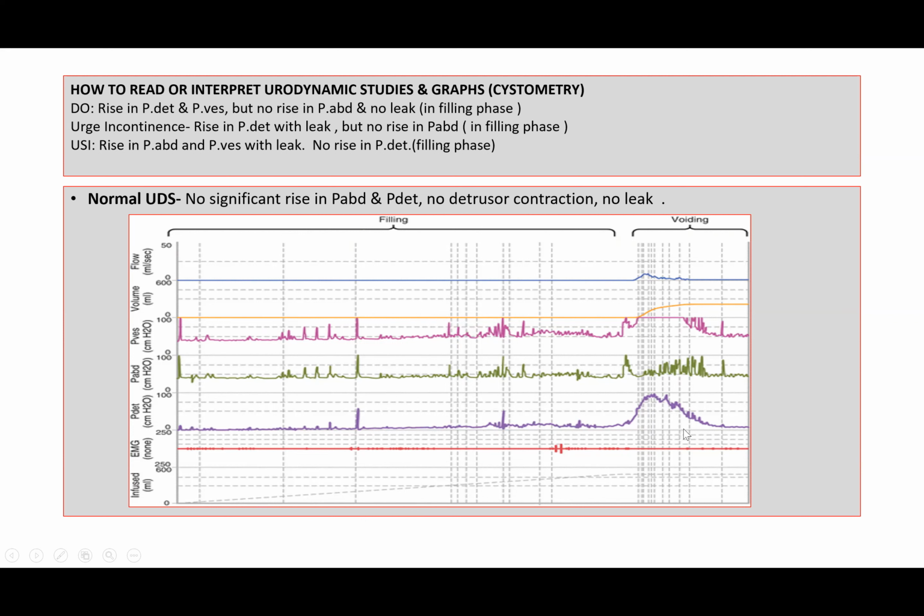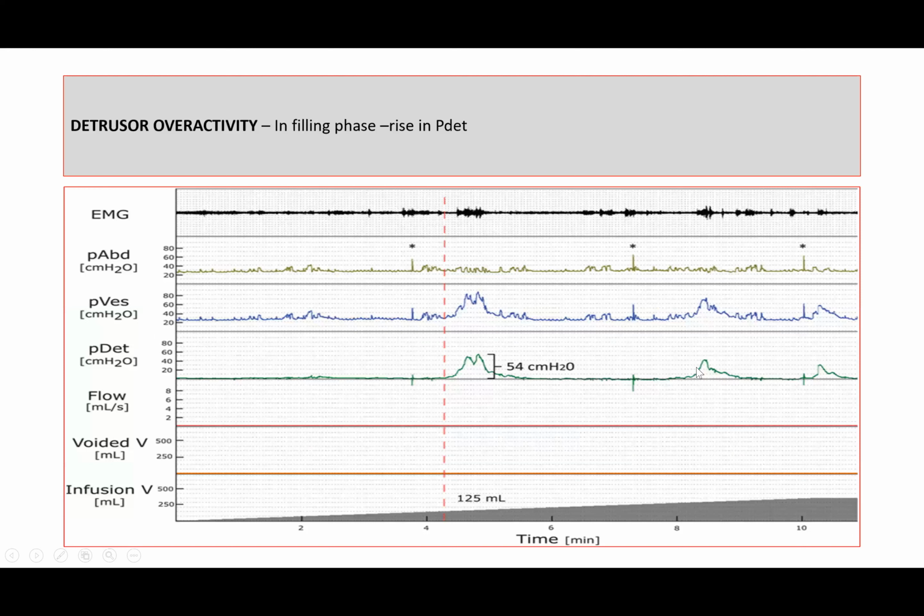And what about the voiding phase? We can see here in the voiding phase that there will be a detrusor pressure rise, but it should be less than 70 centimeter of water. And the curve has to be a bell-shaped curve. So this is a normal urodynamic study. Why? Because there is no significant rise in abdominal pressure and detrusor pressure. There is no detrusor contraction here, and there is no leak. Okay, so let's see the other graph.